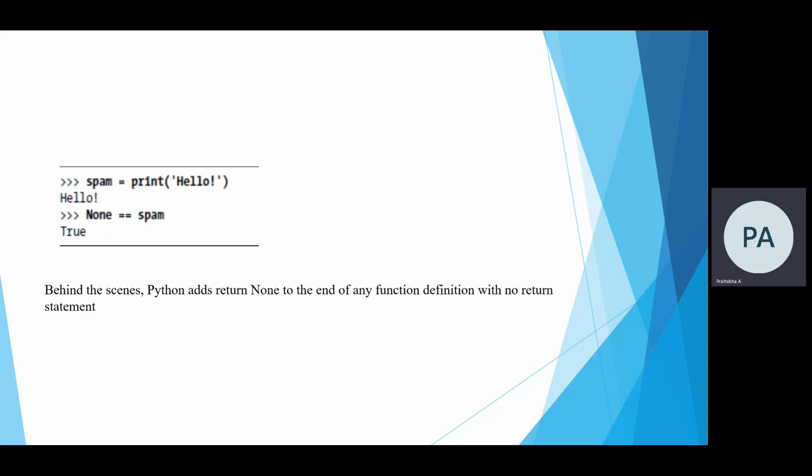spam = print('Hello'). See, now here the print is going to print a value. Once it has been printed, what does spam contain? Because it is just printing Hello, it doesn't return anything. So now, if we want to check what is contained in spam, we just compare it with None. None == spam. It is True, because once a print statement is executed, it returns None to spam. So None is equal to spam. Yes, it is True.